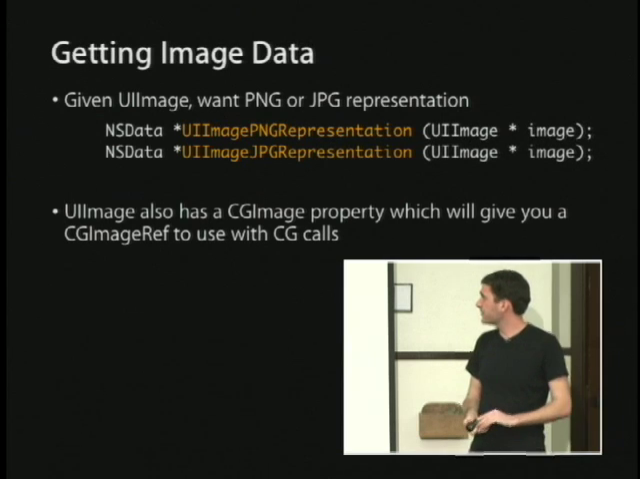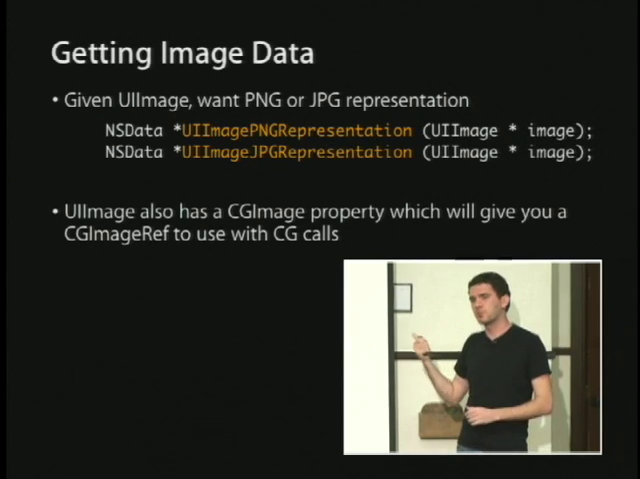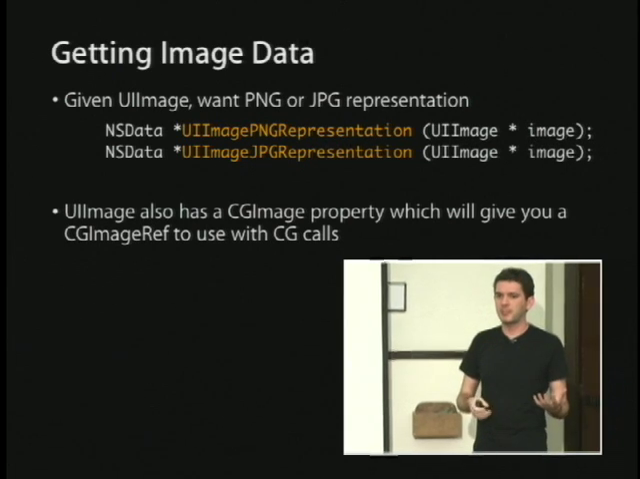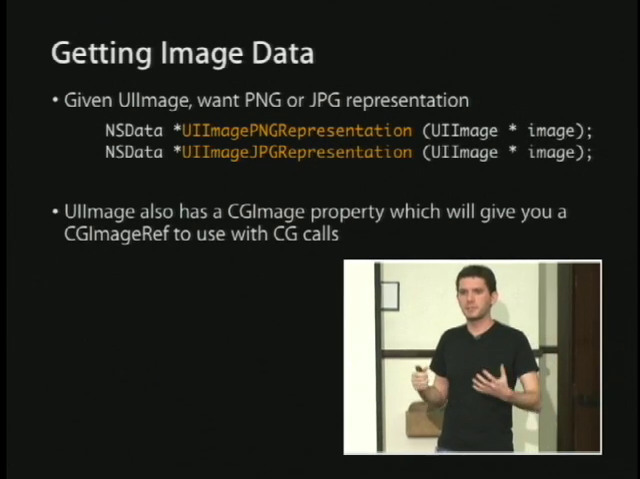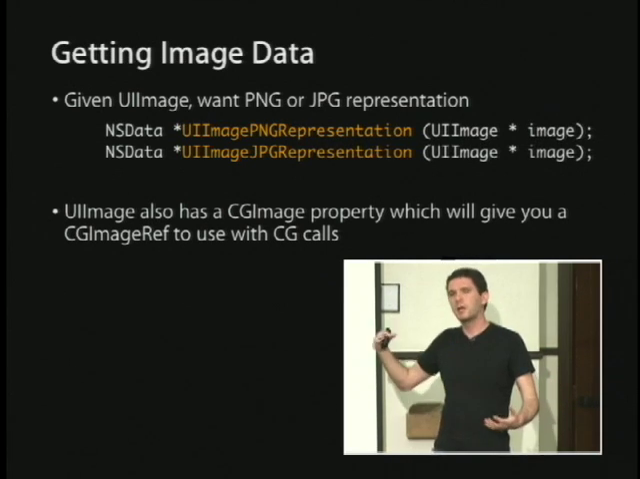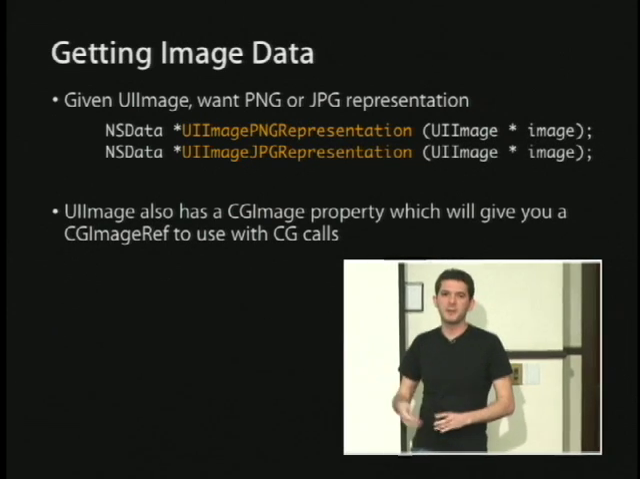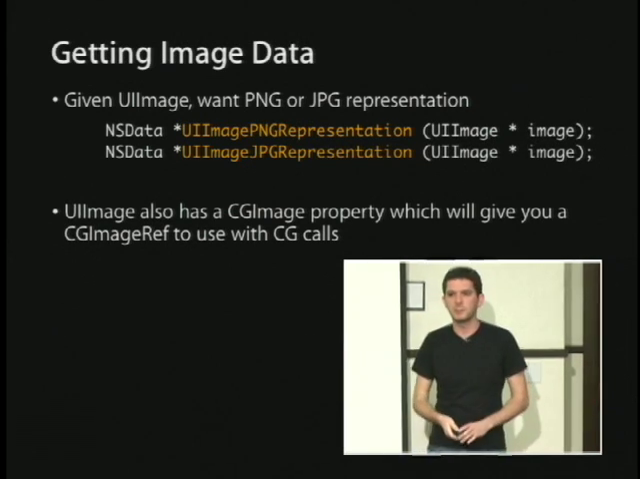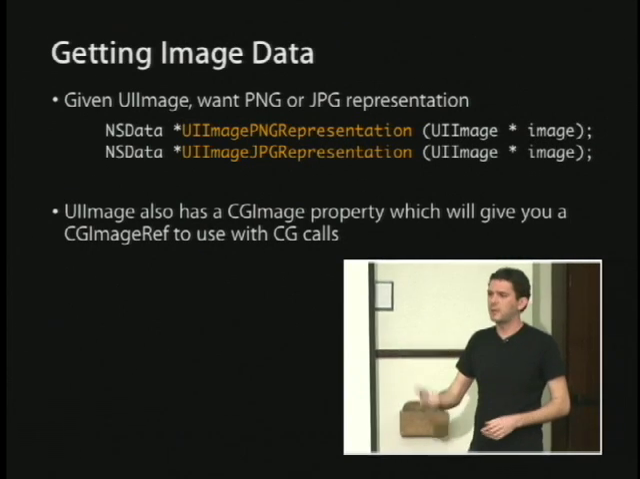UIImage also has a property that'll give you back the CGImageRef. So CGImageRef is the thing that we're wrapping here. The CGImage is the Core Graphics image. It's the object defined by Core Graphics to represent an image. UIImage is just a wrapper around that. And in fact, there's a property that lets you get at the CGImage. You might want to do that. We'll see why in a little bit.